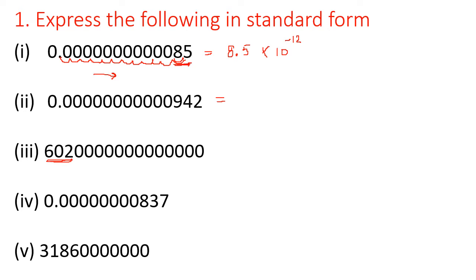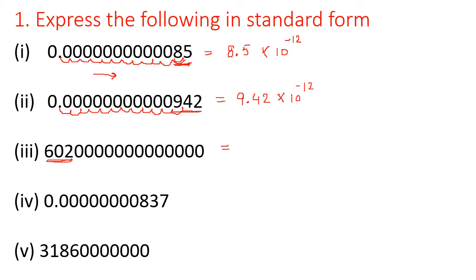For the next question we have 3 digits which are non-zero. The decimal point should come after the first digit. So we write 9.42. The decimal point is here, shifting towards the right. 1, 2, 3, 4, 5, 6, 7, 8, 9, 10, 11 and 12. So again 9.42 into 10 raised to minus 12.